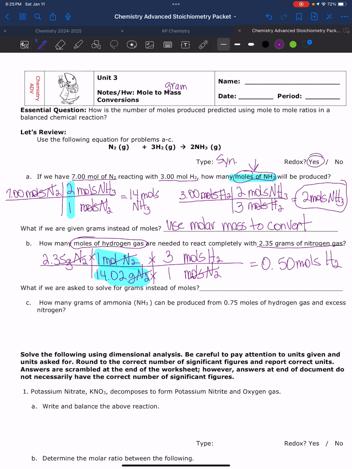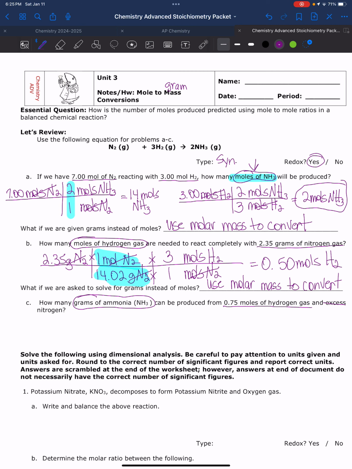Okay, well, what if we are asked to solve for grams instead of moles? In other words, if we're given moles to start with and we want to know how many grams that makes, then again, we use molar mass to convert. So, problem C. How many grams of ammonia, NH3, can be produced? So I'm looking for grams of ammonia. So this time, instead of looking for moles, I'm looking for grams. So how many grams of ammonia can be produced from 0.75 moles of hydrogen gas and excess nitrogen?